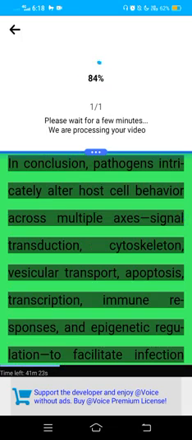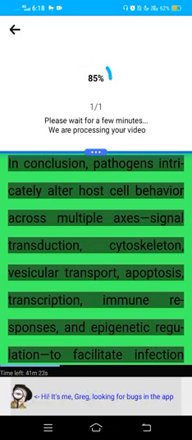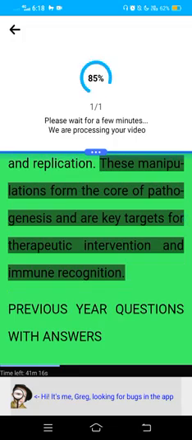In conclusion, pathogens intricately alter host cell behavior across multiple axes: signal transduction, cytoskeleton, vesicular transport, apoptosis, transcription, immune responses, and epigenetic regulation to facilitate infection and replication. These manipulations form the core of pathogenesis and are key targets for therapeutic intervention and immune recognition.